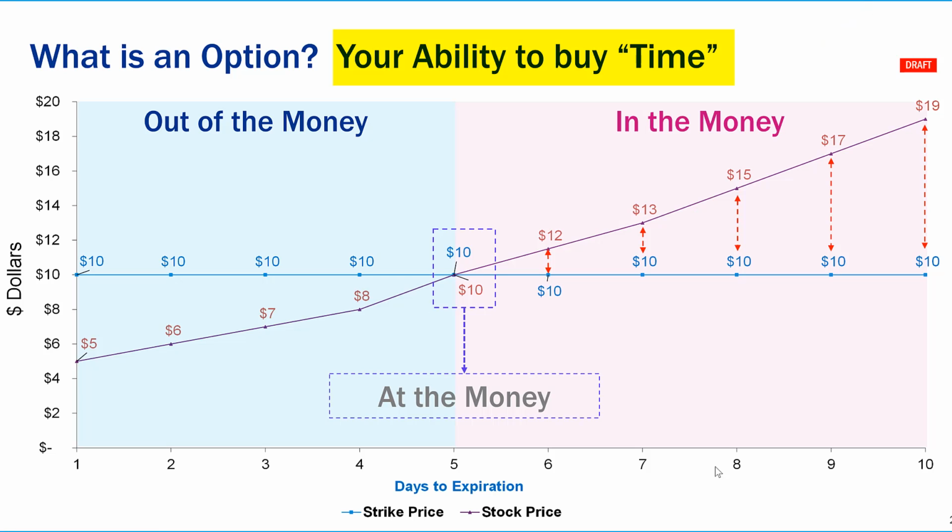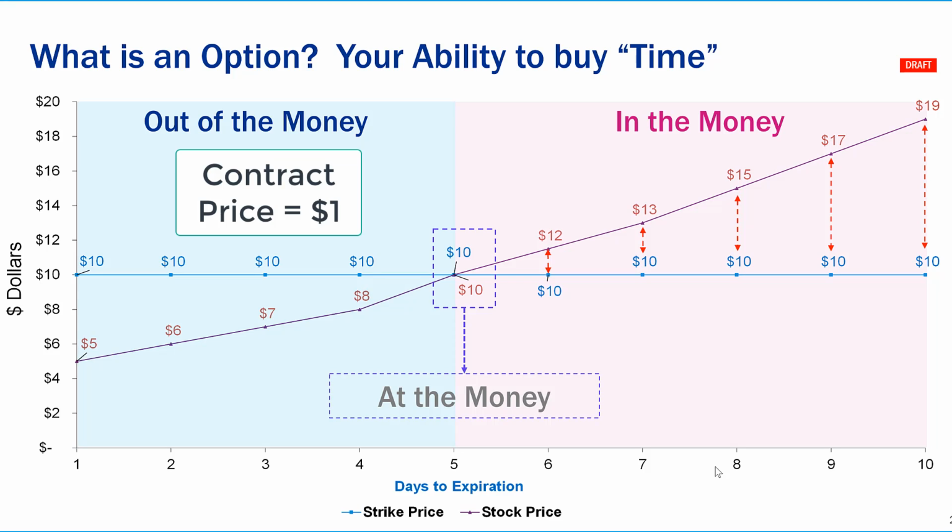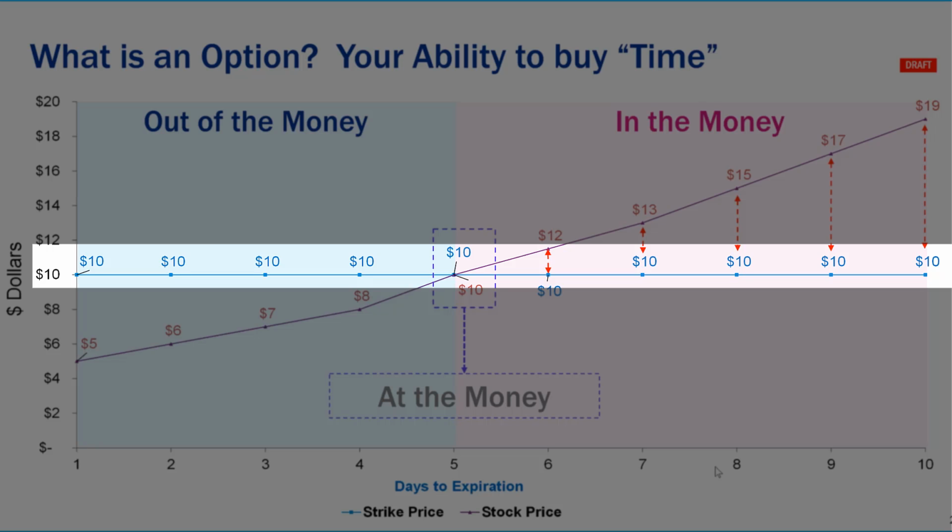So what is an option? It is basically your ability to buy time. It is essentially a contract between a buyer and a seller. As an example, let's say that you buy a contract today for $1 where you have the option to buy the stock at $10 between now and 10 days from now.